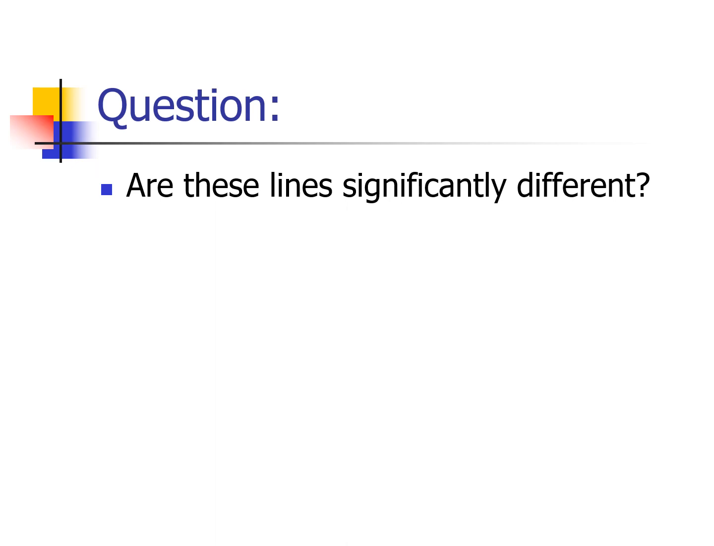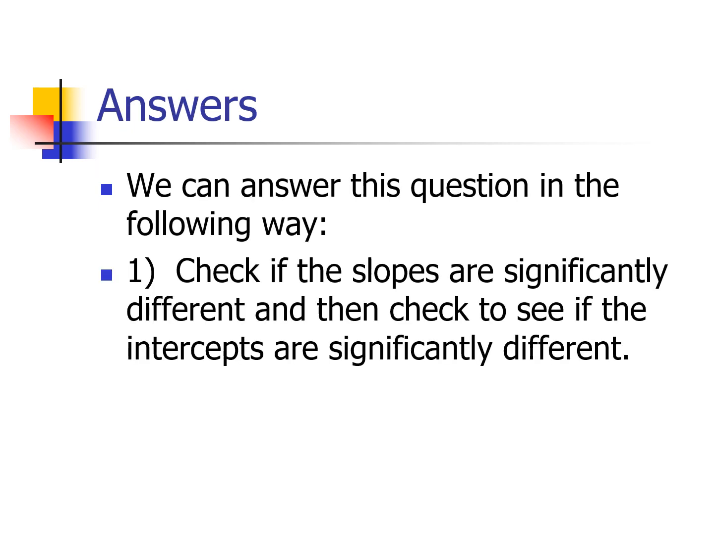Ultimately, the question we want to ask is, are these lines significantly different from one another? We can answer this question in the following way. We can check to see if the slopes are significantly different, and then check to see if the intercepts are significantly different. So a two-step process.